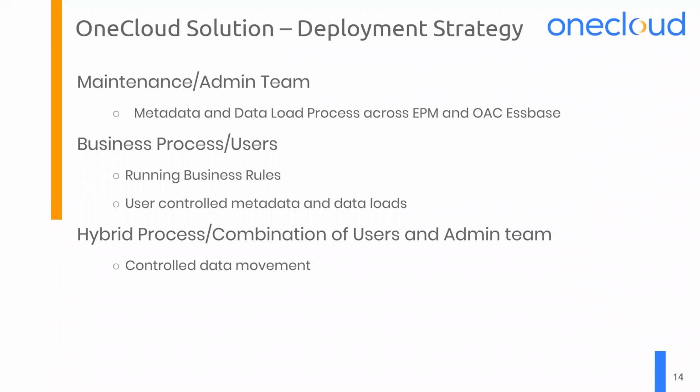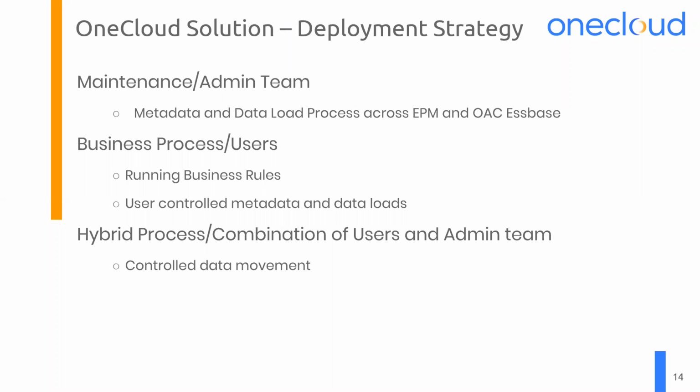So one is maintenance, which is pretty much used by the admin team. When we say maintenance, these are our typical day-to-day maintenance, like metadata and data load processes across EPM and OAC, and also moving finalized budget numbers to the OBIA data warehouse and so on. And then there is a bunch of processes that we wanted to give the user the ability, like a one-stop place where they can just go and which will enable their business processes. So that is the other area.